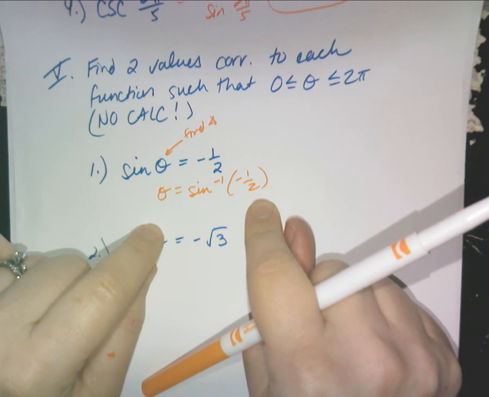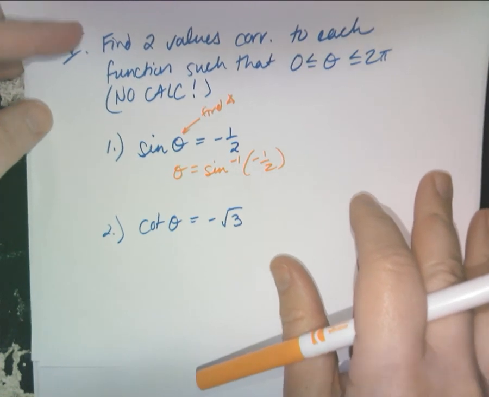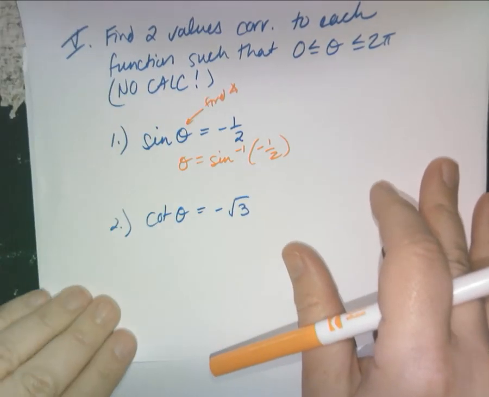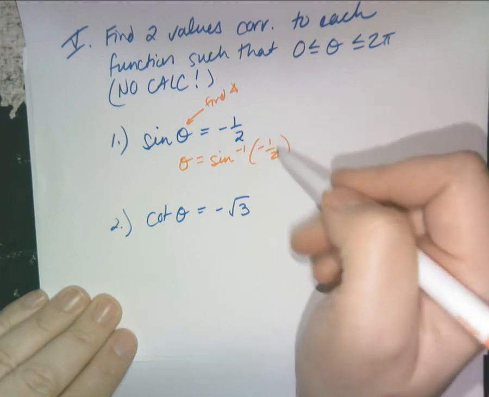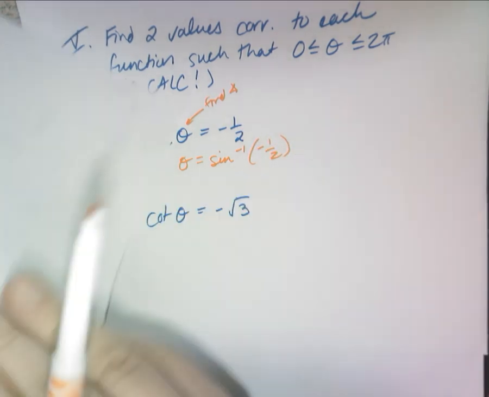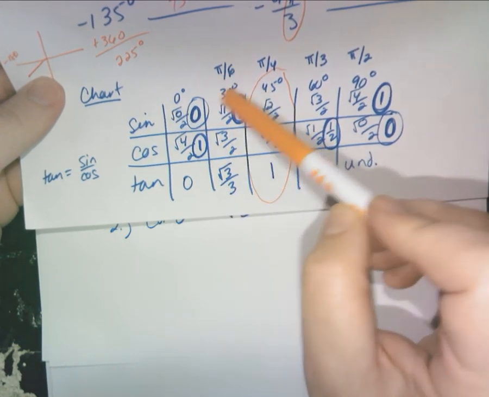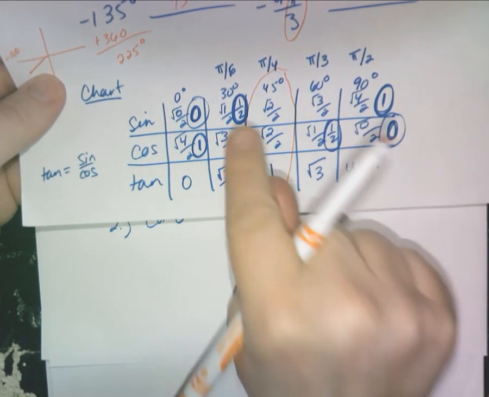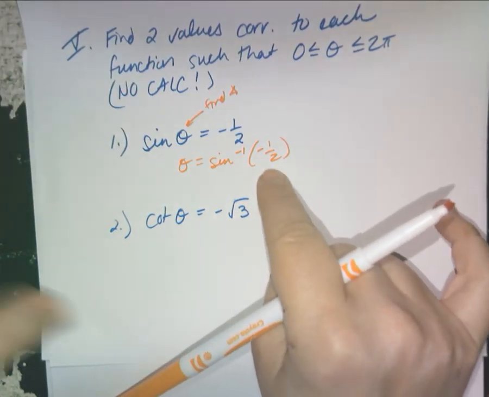Go ahead. 210. Nicely done, Andre. How do you do it? Here's what I know. I know it's going to be 30 degrees. How do you know it's going to be 30 degrees? Look at your chart. The only thing that has a 1/2 is a 30-degree sine, correct? But it's positive. I need it to be negative. So what does that mean?